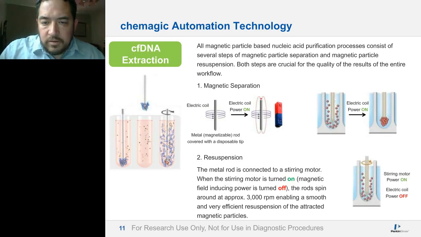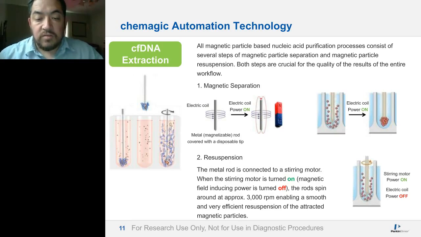When the power is on, you can see, first of all, the magnet's off and the rod motor is on and it's mixing. At the same time, you have the magnetic beads collecting at the bottom of the magnetic rod covered by a disposable sleeve. When the metal rod is connected to a stirring motor, when the stirring motor is turned on and the magnetic field inducing power is turned off, the rods can spin around 3,000 RPM, enabling a smooth and very efficient resuspension of the attracted magnetic particles.